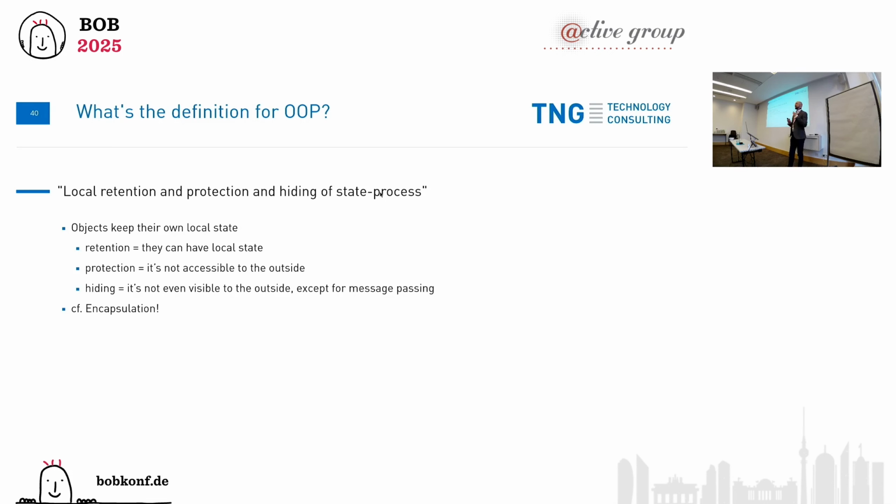Local retention and protection and hiding of state process is a way of describing the concept of encapsulation. Objects have a local state, that's retention. The local state is not accessible from the outside, that's protection. And the local state is not even visible from the outside, that's hiding. And state process means that we're not only talking about the state, we're also talking about all the processes that govern this state. And in that sense, exposing local state via getters and setters should definitely be an anti-pattern, since it clearly violates the protection and hiding part.